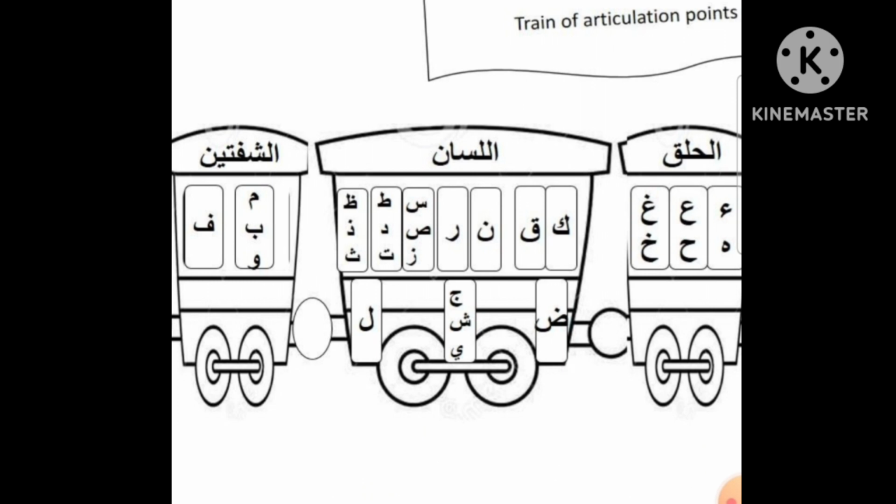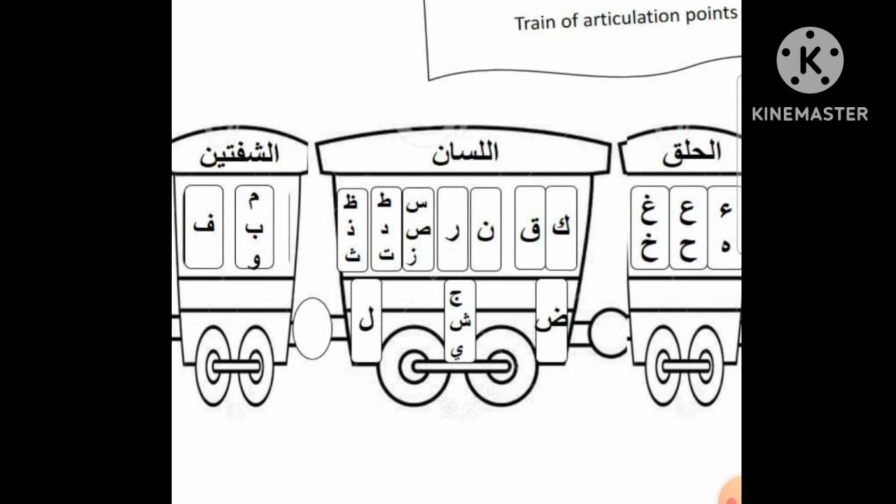The articulation point of Meem and Ba is the same, but the difference is when you say Am, the lips meet each other and they do not separate. But when you say Ab, the two lips meet and separate. You cannot say Ab with closed lips. You have to open your lips. Ab.